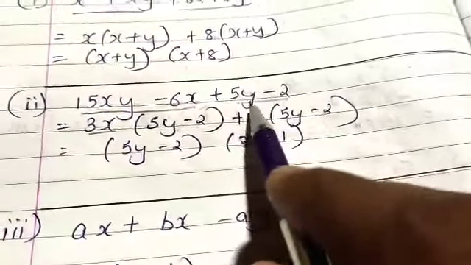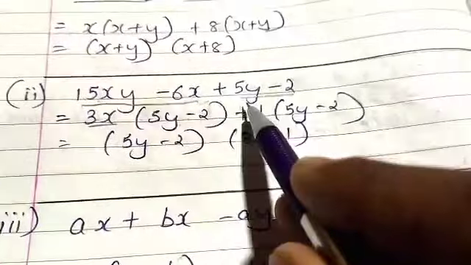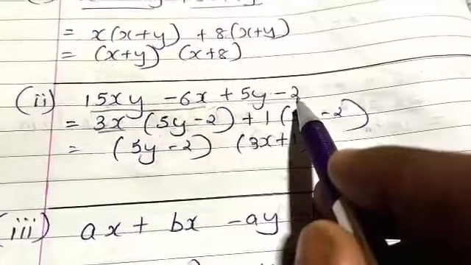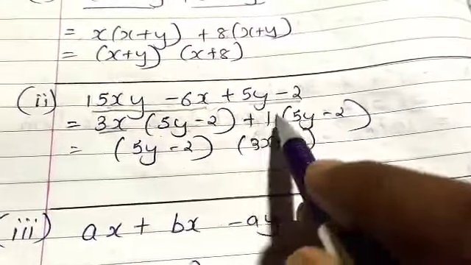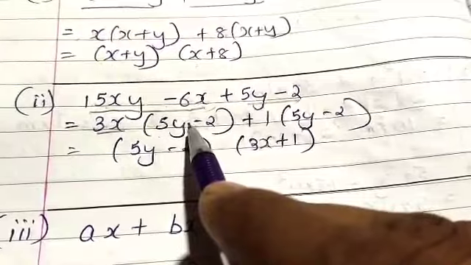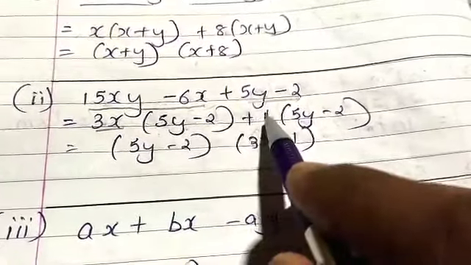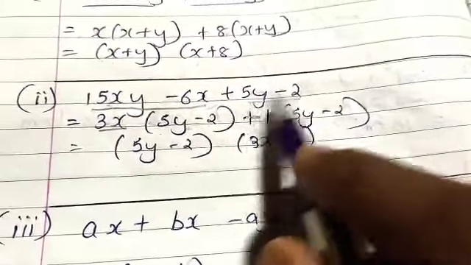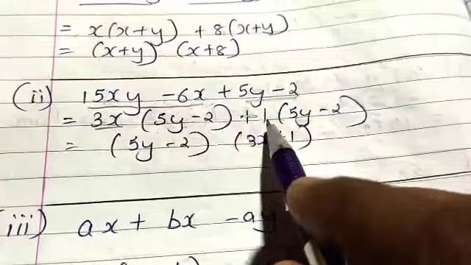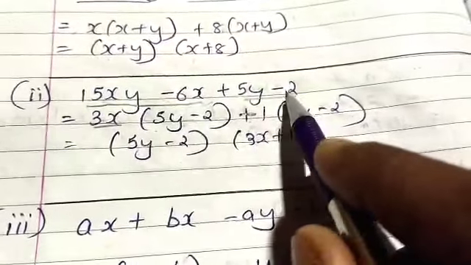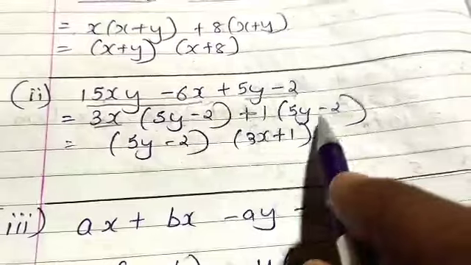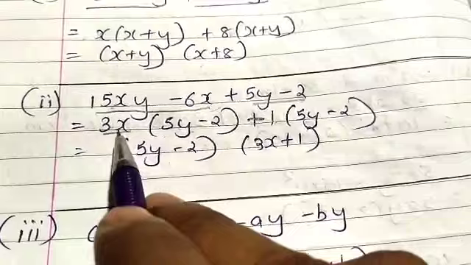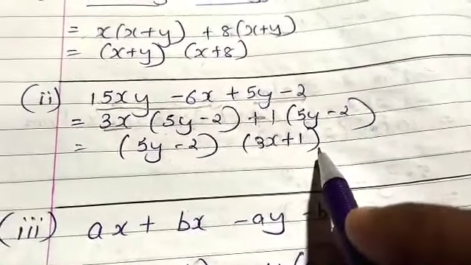Then here in the last two terms nothing is common. We saw that in our first bracket we already got 5y minus 2. So to get 5y minus 2 in another bracket, you just multiply it with 1, because nothing is common. So you write down plus 1 and write both uncommon terms in one bracket. That is 1 multiplied by 5y is 5y, 1 multiplied by negative 2 is negative 2. Then whatever the common term in both brackets, write it in one bracket, that is 5y minus 2. Then whatever the uncommon term, that is 3x plus 1, write in another bracket.